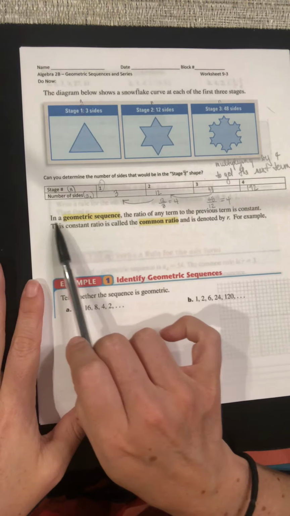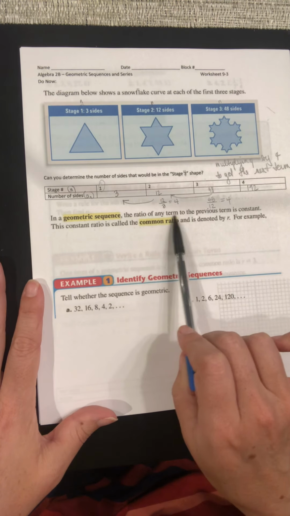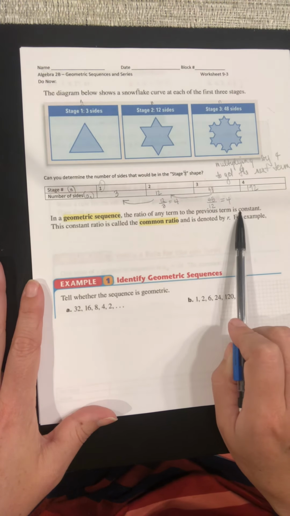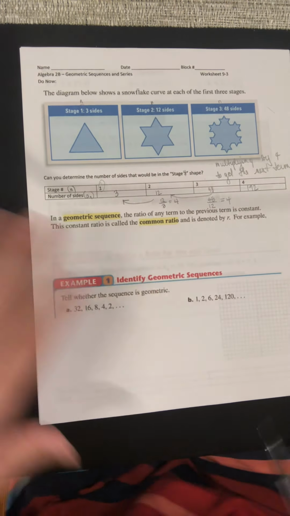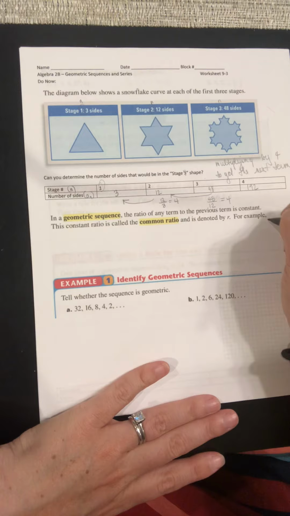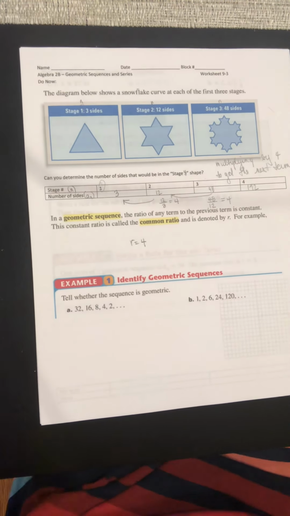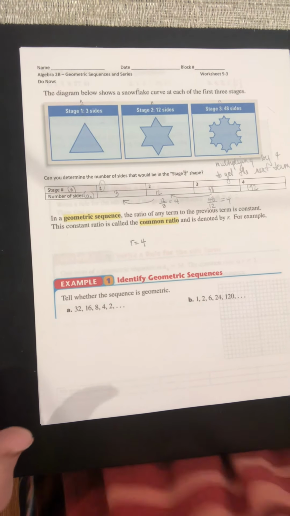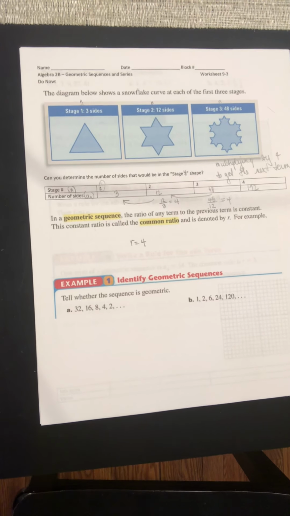So in a geometric sequence, the ratio of any term to the previous term is constant, okay? This is called the common ratio, which is denoted by R. So here, R is going to be 4. Instead of finding D like we did before, we're going to have to find R. So it's just a different variable. This is changing by multiplication.